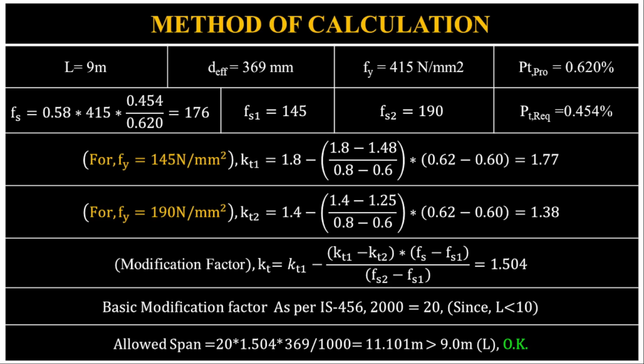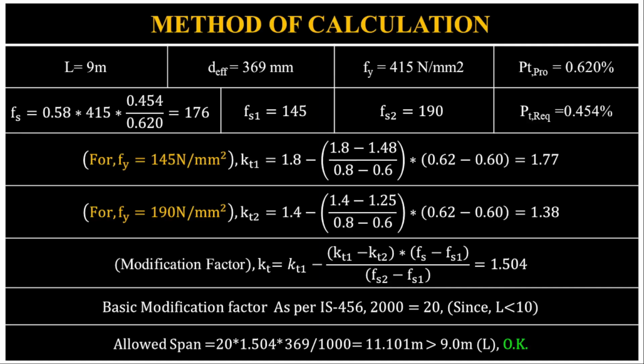The basic modification factor for spans less than 10 meters, as per IS 456-2000, is 20. Finally, to determine the allowed span, we multiply the basic modification factor by our calculated Kt and the effective depth Deff, and then divide by 1000 to convert the result to meters. This gives us an allowed span of 20 multiplied by 1.504 multiplied by 369, all divided by 1000, which equals 11.101 meters.